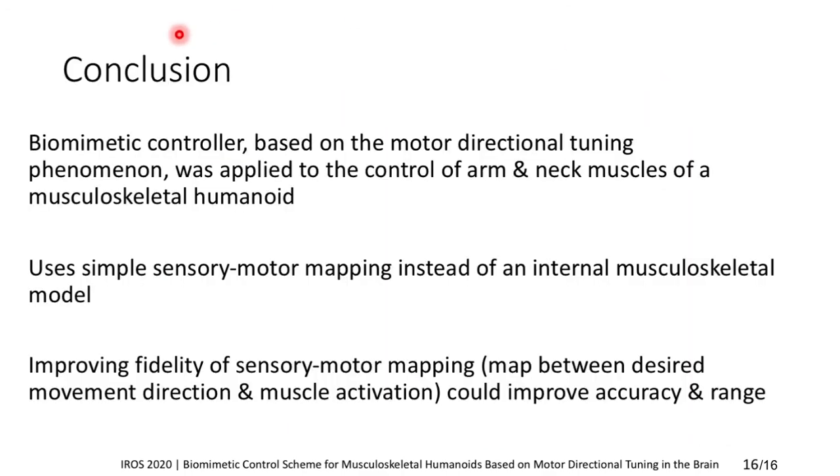In conclusion, we have created a biomimetic controller based on the motor directional tuning phenomenon that was applied to the control of the arm and neck muscles of a musculoskeletal humanoid. It uses a simple sensory motor mapping instead of an internal musculoskeletal model. This sensory motor mapping continuously monitors the relationship between the body and the environment and adapts its output accordingly.